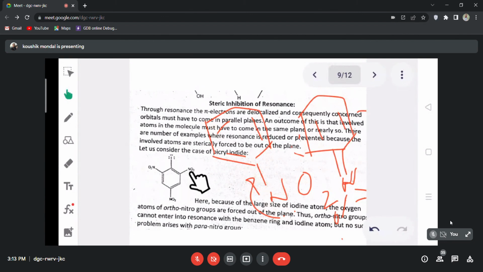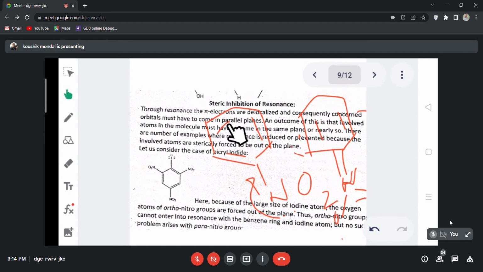This NO2 cannot take part in the resonance with this benzene ring due to steric inhibition of resonance, but this NO2 present at the para position can take part in resonance. So this bond will be shorter and this bond will be longer. So this effect is basically steric inhibition of resonance.